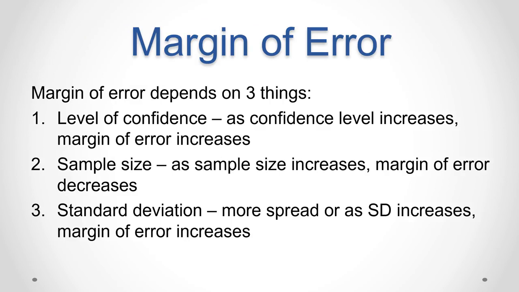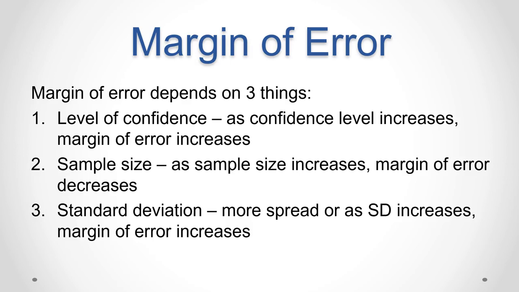The margin of error of a confidence interval estimate of a parameter depends on three factors. 1. Level of confidence. As the level of confidence increases, the margin of error also increases, and vice versa. 2. The sample size. As the size of the random sample increases, the margin of error decreases.